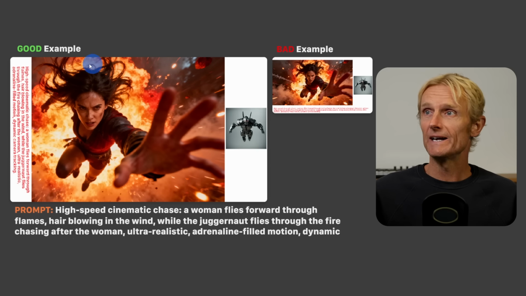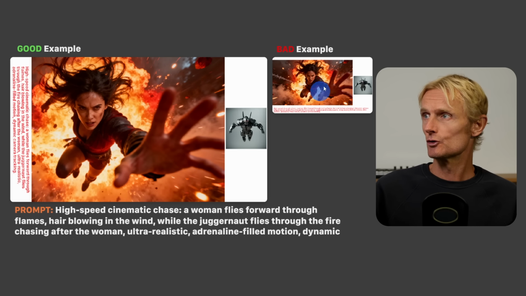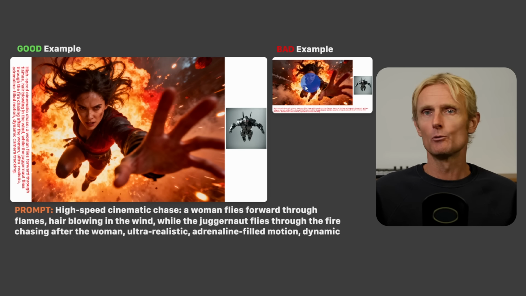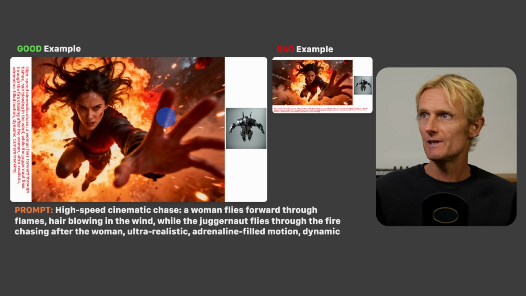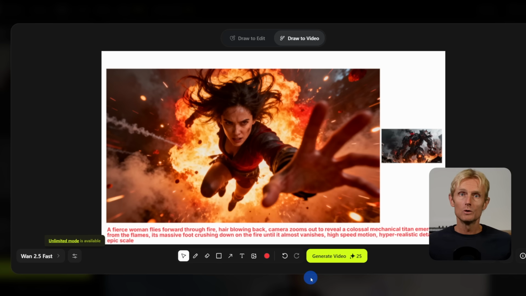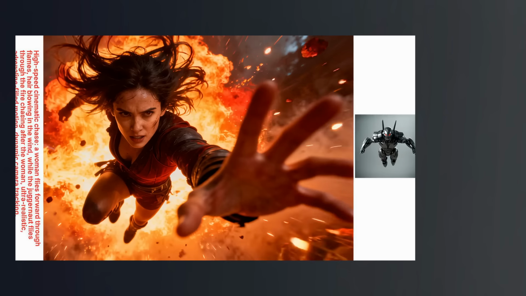And this is my final result, and I use the prompt high-speed cinematic chase. A woman flies forward through flames, hair blowing in the wind while the juggernaut flies through the fire, chasing after the woman. And I also used this example, but it never worked, so I always make sure that everything is touching at the bottom and the top, because then it works. And now the only thing left to do is click on generate. And then we got this final result.